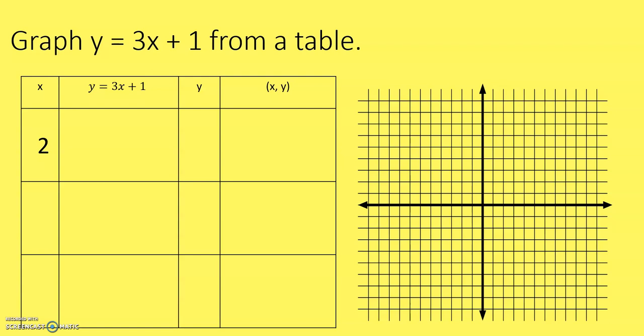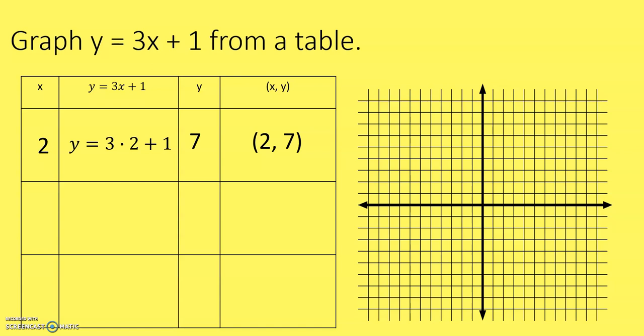We're going to substitute the 2 into the equation, so y equals 3 times 2 plus 1. Simplify that. 3 times 2 is 6. 6 plus 1 is 7. Our ordered pair is 2, 7.